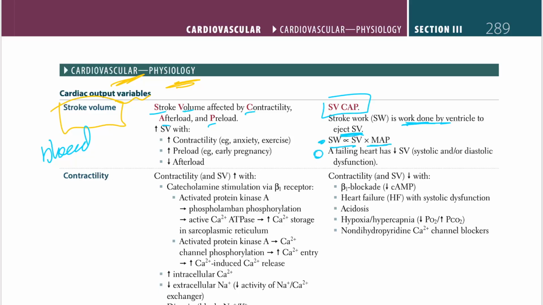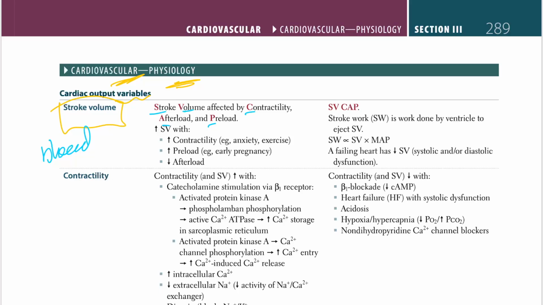A failing heart has a decrease in stroke volume, with systolic and/or diastolic dysfunction. That's easy. If the left ventricle is failing, it won't be able to push the blood out of the left ventricle, right? So of course you're going to have a decrease in stroke volume, in either systolic and/or diastolic dysfunction. Both will have a decrease in stroke volume. Okay, so that's all about stroke volume.